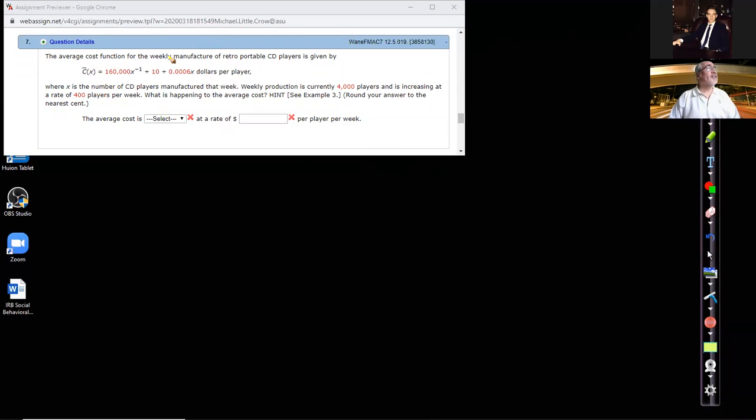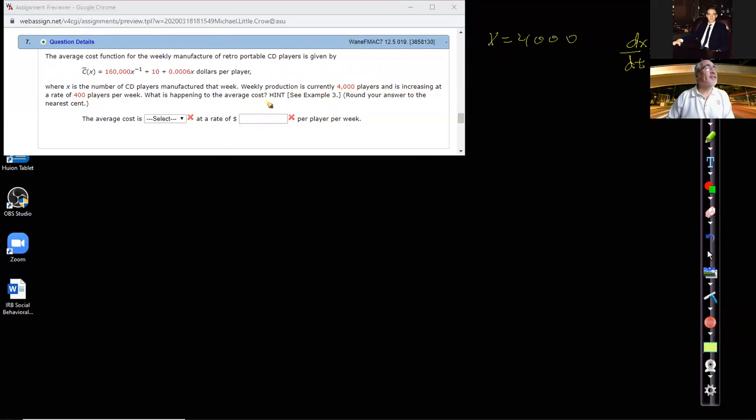Okay, so we've got this average cost function. We could think of this as y equals this formula here. X is the number of CD players manufactured in a week. Weekly production is currently 4,000 players, so we've got currently x equals 4,000. Weekly production is currently 4,000 players and increasing at a rate of 400 players per week. So dx dt, the rate of change of x, is 400.